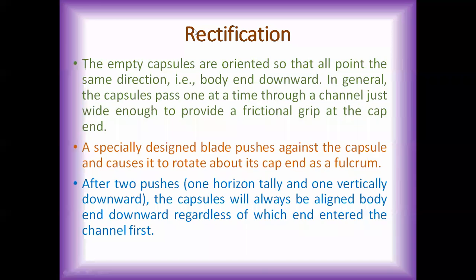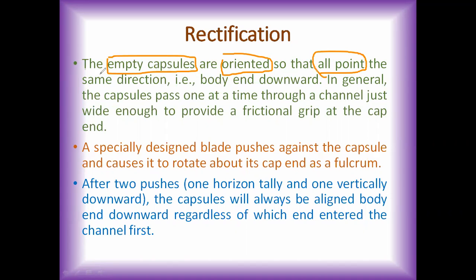So the first step is rectification. As I told you when we were seeing the schematic diagram, the empty capsules which we get are not oriented in the same direction. So after rectification, the orientation is done so that all the capsules are in the same direction, that is, the body end will be in the downward position.